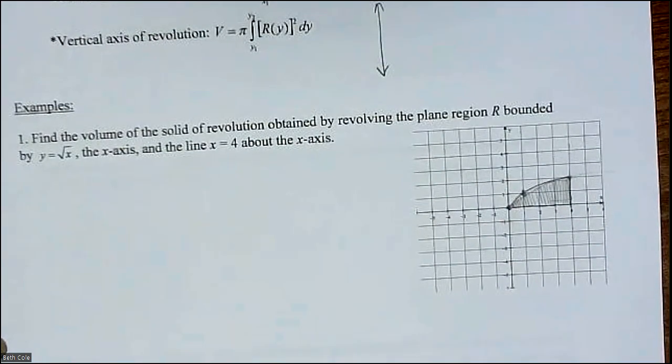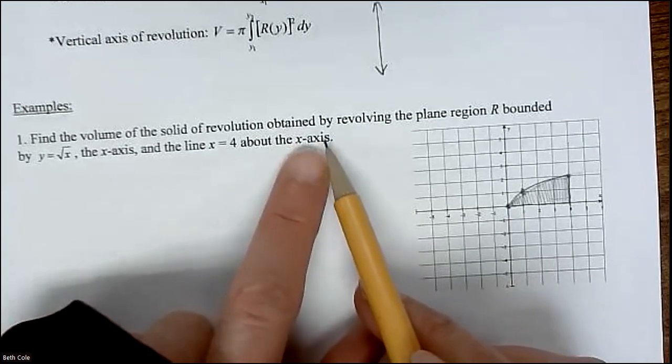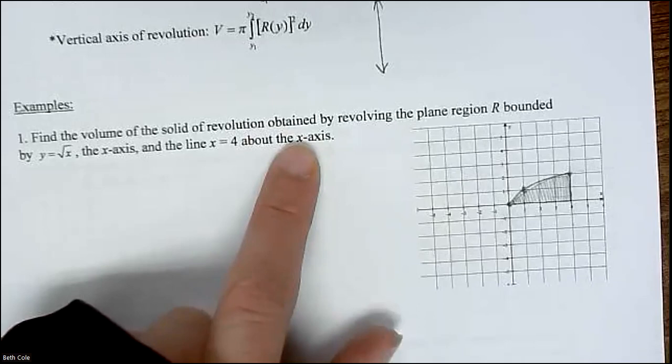If you're writing with pen, just wait until we do the erasing and then go ahead and draw your picture. We are going to spin that, or revolve it, around the x-axis. So already this is going to be a dx problem, which is great. It's right side up. Everything is good.